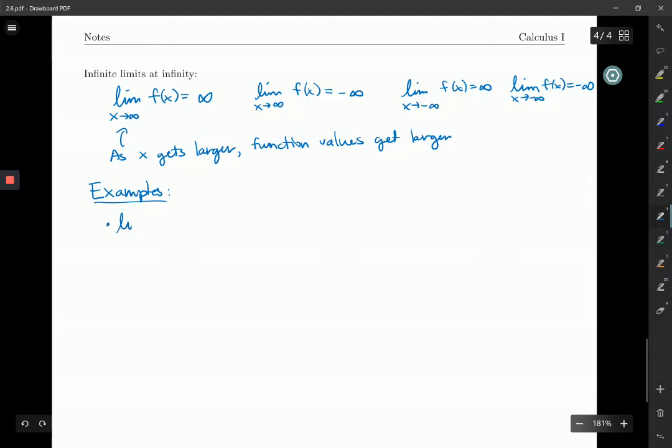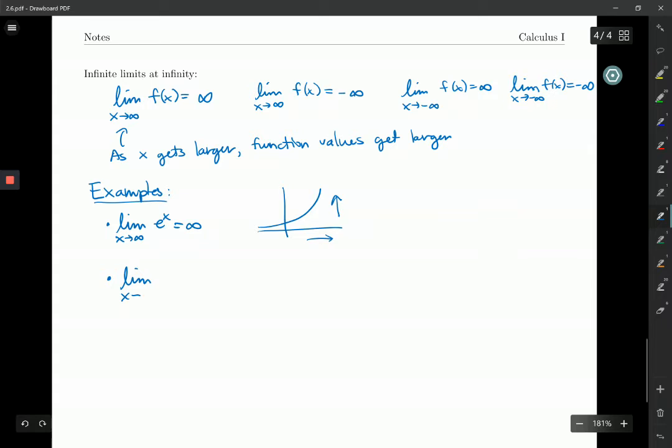Okay, so first, the limit as x goes to infinity of e to the x, our exponential function, which we were looking at in the beginning. We can see that as the x values get larger, our function values get very large because this grows very fast. So we get that this limit is equal to infinity.